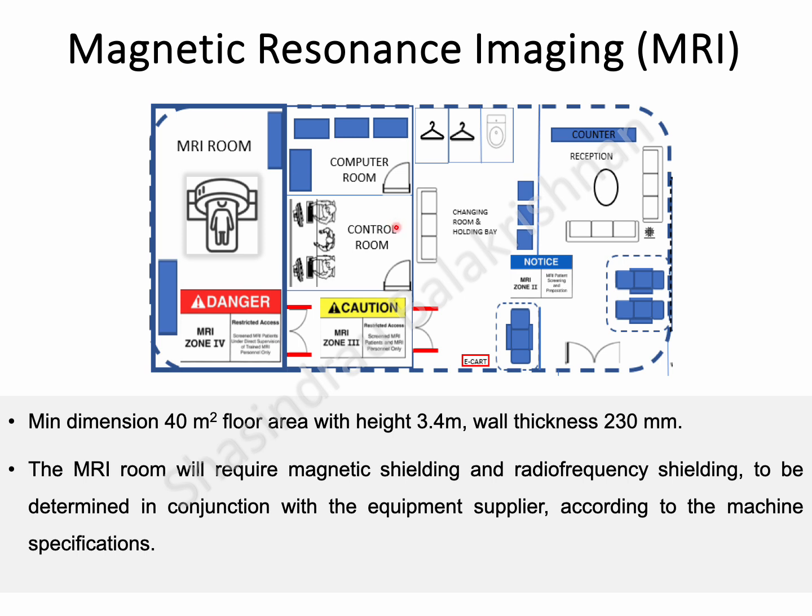Clear signage is essential in this area, with caution signs used at Zone 3 and danger signs at Zone 4 to alert staff and patients about restricted access. The design of the MRI room must adhere to specific structural requirements, including a minimum floor area of 40 square meters, a room height of 3.4 meters, and walls with a thickness of 230 millimeters. Moreover, both magnetic shielding and radio frequency shielding are required and must be customized based on the specifications provided by the MRI equipment supplier.